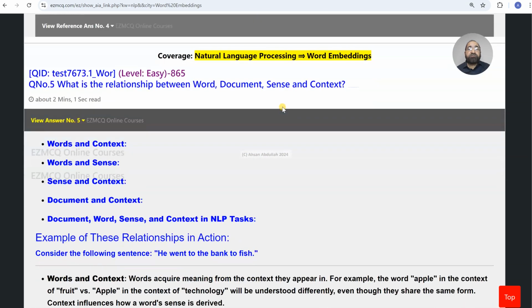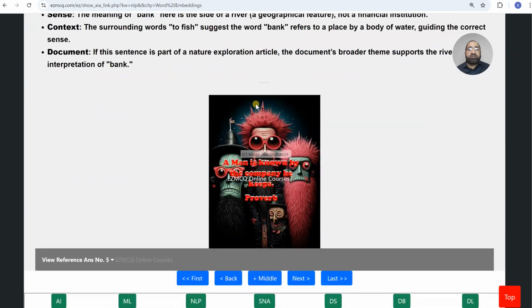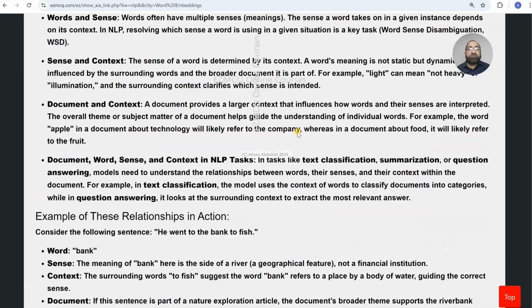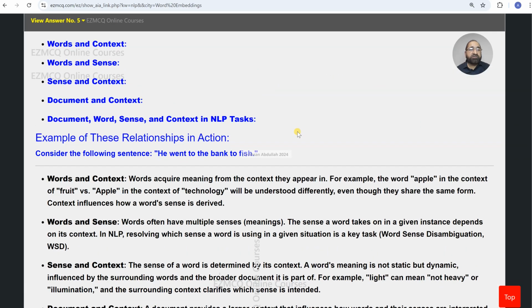And then, what is the relationship between word, document, sense, and the context? The first question was what they are, and now the question is what is the relationship between them. This picture tells us that a man is known by the company that man keeps. These are strange men, so they have strange company. So a word is known by the company it keeps. This is a famous quotation.